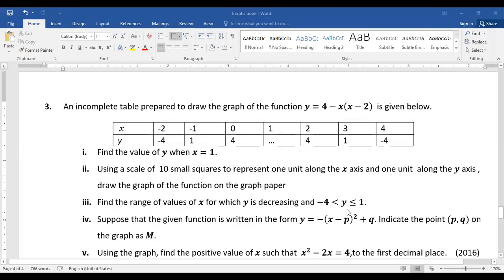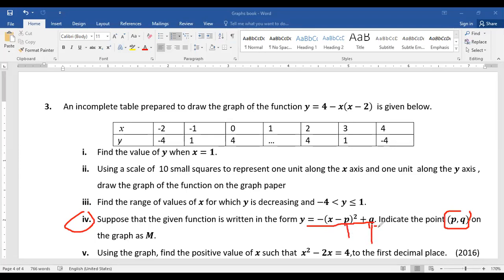Now see this one. Roman number 4. Roman number 4 says, suppose that the function is written in this form. Now you can see in our earlier question we formed this one, right? y equals minus (x minus p) squared plus q type. So it indicates the point (p, q), right? So you can see now here is p, here is q, right?